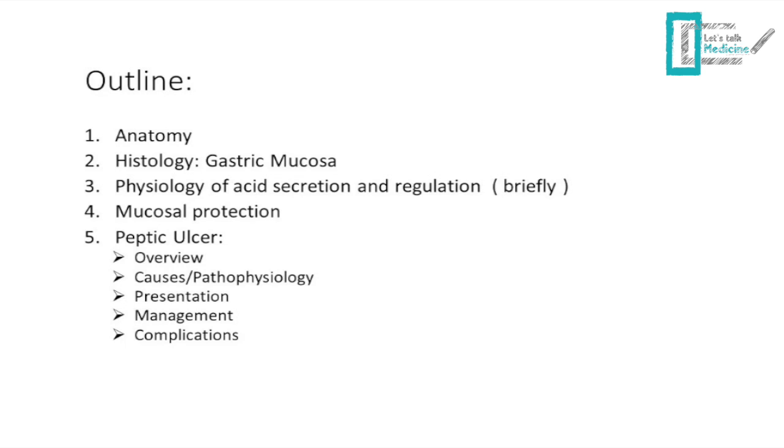So this is the outline that we are going to follow. I will start talking about the anatomy of the stomach and the small intestine. Then we will move on to the histology, the gastric mucosa and the small intestine mucosa. Then I will talk about the physiology of acid secretion and regulation. Then we will move on to the mucosal protection, and the last objective is the peptic ulcer, and this is the most important part. I will give you an overview, we will talk about the causes and pathophysiology, then I will move on to the presentation, management, and complications.